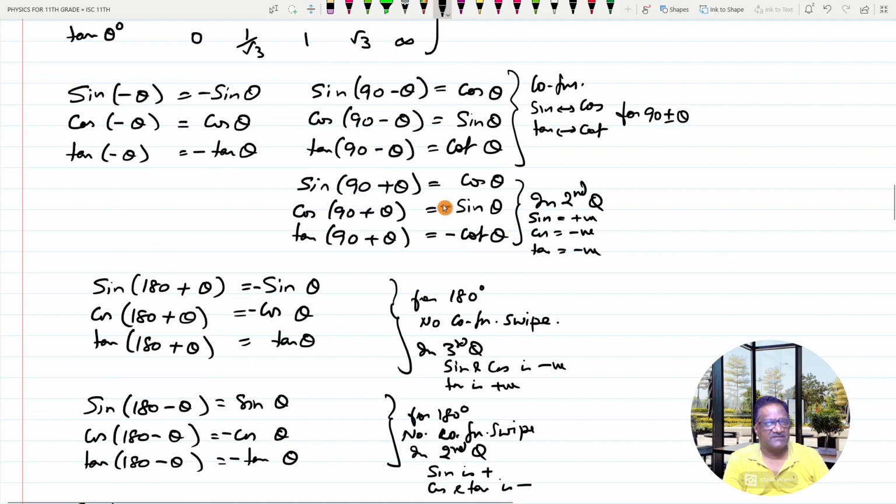be very much familiar with, like sine of a negative angle. Sine of minus theta is minus sine theta. Cos of minus theta is cos theta. Tan of minus theta is minus tan theta. Okay. Now these all things, you should have very much on your fingertips.